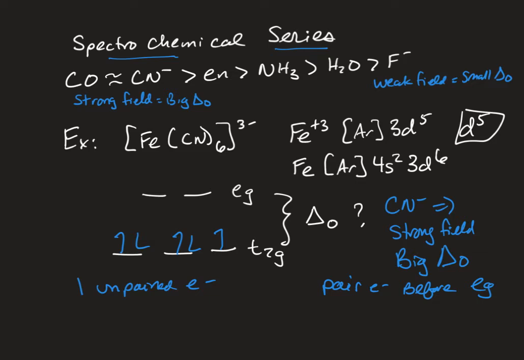And in this case, we would call this low spin because it has lots of paired electrons. So the fact that I'm pairing before I move up, this would be a strong field, big delta O, and this would go with a low spin situation because I pair the electrons before I move up to the eg level.